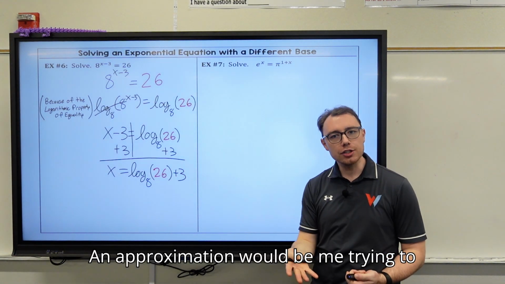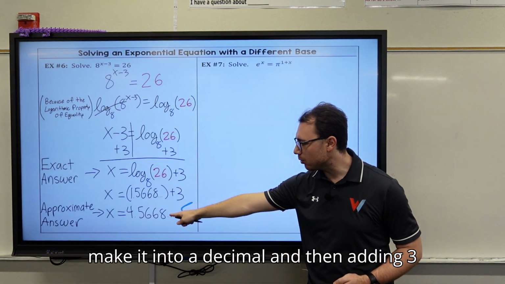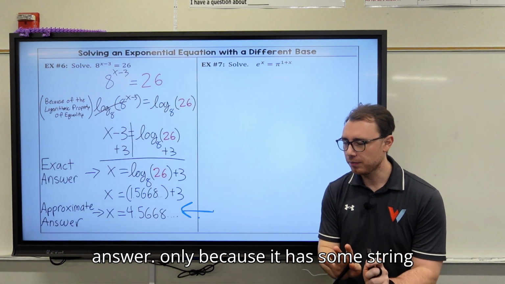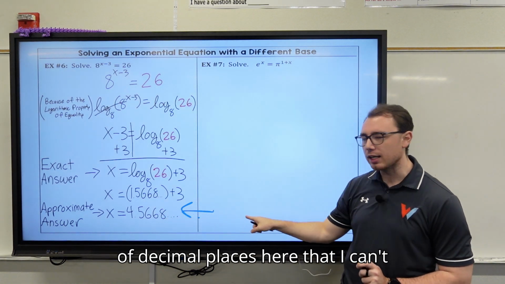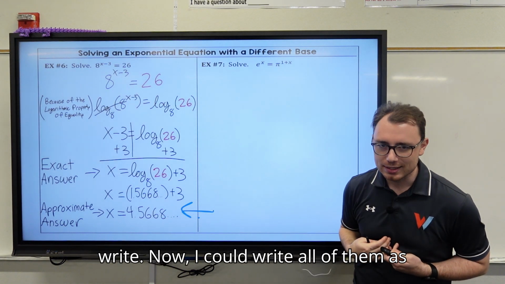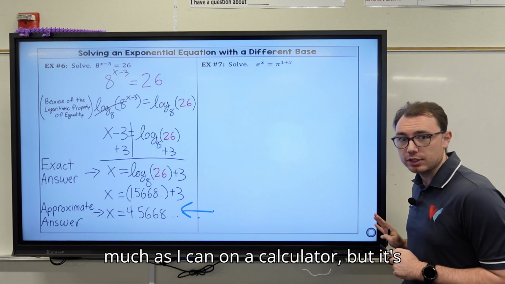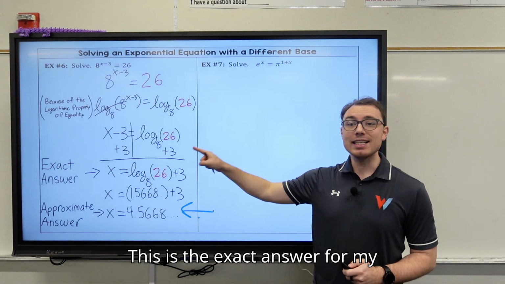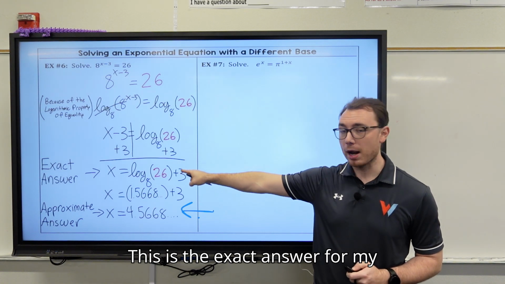An approximation would be me trying to make it into a decimal and then adding 3 to it. This here is an approximate answer, only because it has some string of decimal places that I can't write. Now, I could write as many as I can on a calculator, but it's still just going to be an approximation. This is the exact answer for my problem here.